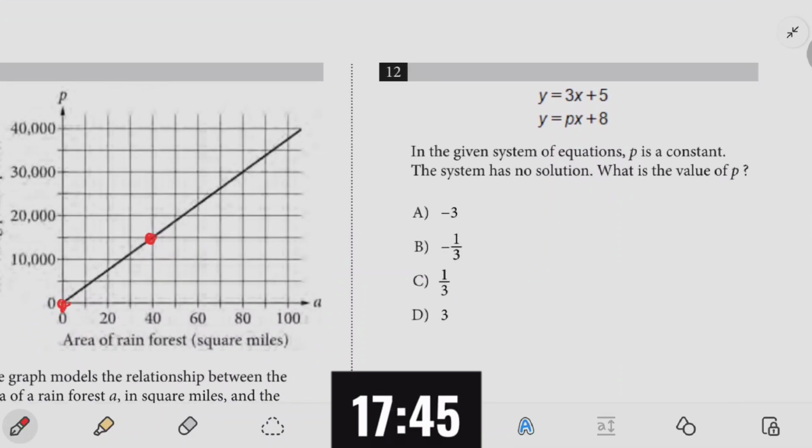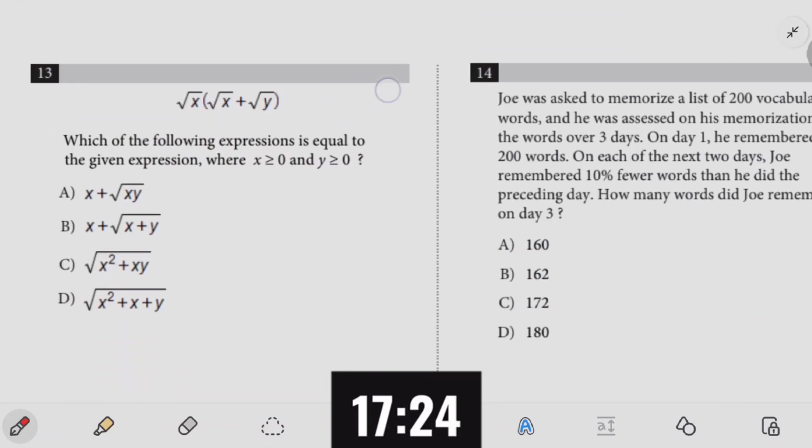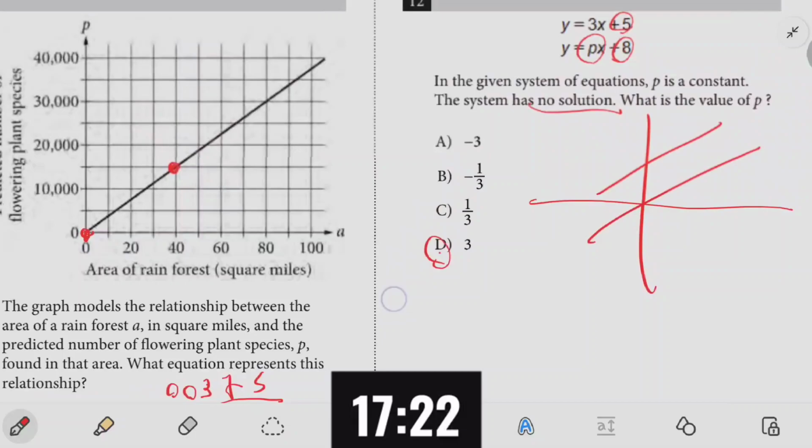P is a constant. The system has no solutions. What's the value of P? It has to be 3. In order for these two to have no solutions, they have to be parallel lines. They have different y-intercepts, so they have to have the same slope to never have the same solution. Yeah, they have to be parallel with no solutions. So the answer is 3. Right? Let me double check. Yeah.